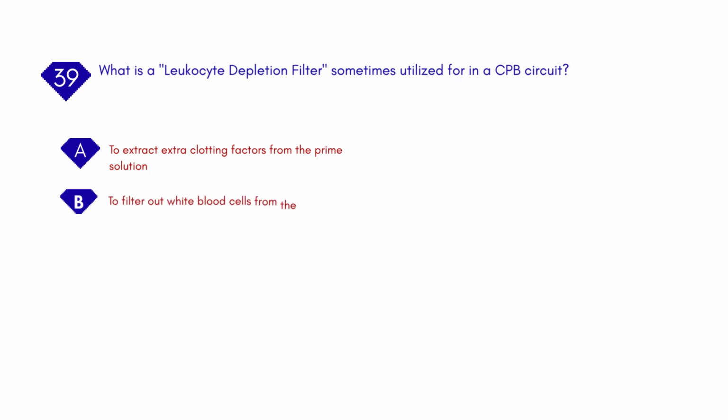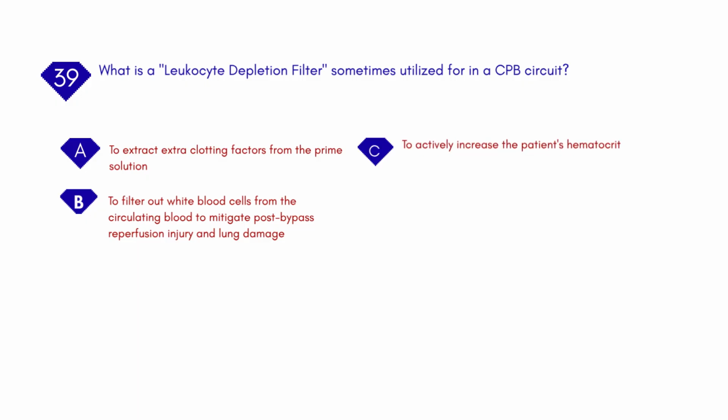What is a leukocyte depletion filter, sometimes utilized for in a CPB circuit? A. To extract extra clotting factors from the prime solution. B. To filter out white blood cells from the circulating blood to mitigate post-bypass reperfusion injury and lung damage. C. To actively increase the patient's hematocrit. D. To separate plasma from packed cells during rapid transfusions.